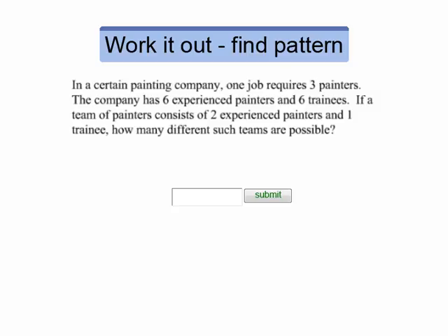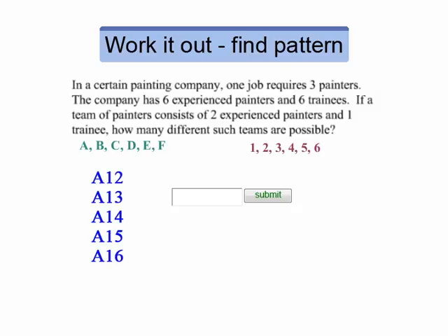The easiest way to do this is to center on the 1. Let's say that we've got A, B, C, D, E, and F. Those are our 6 trainees. And our experienced painters are 1, 2, 3, 4, 5, and 6. Set it up, work it out till you find a pattern. A could be with 1 and 2, 1 and 3, 1 and 4, 1 and 5, and 1 and 6.